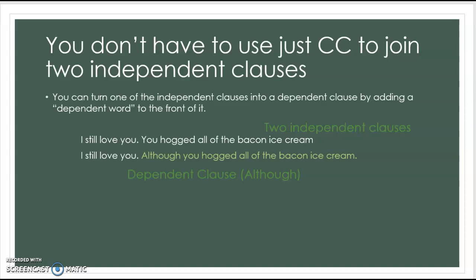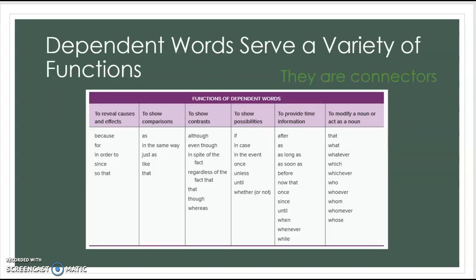Although you hogged all of the bacon ice cream, that is now dependent. It cannot stand on its own. It's an incomplete thought. So I want to join those two sentences in the first, and I can do that by making one of them dependent.